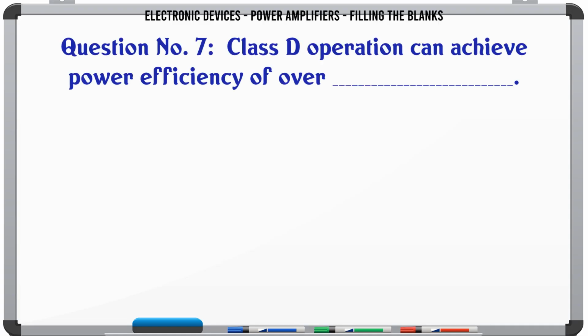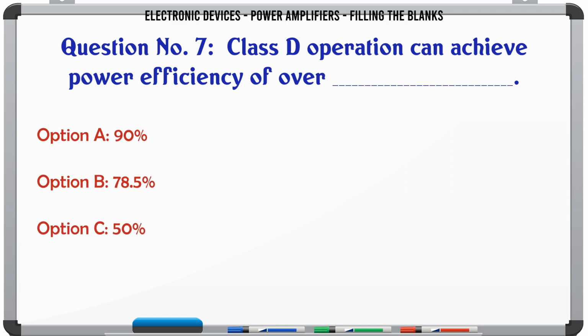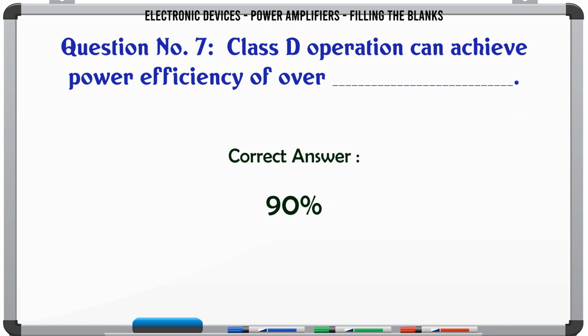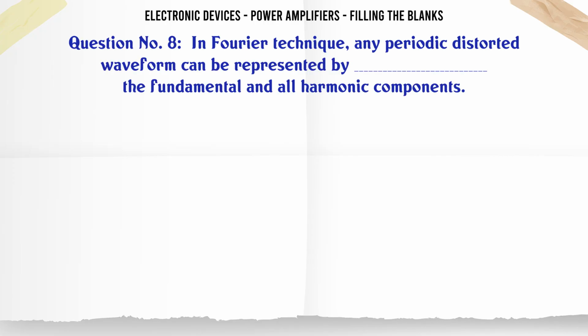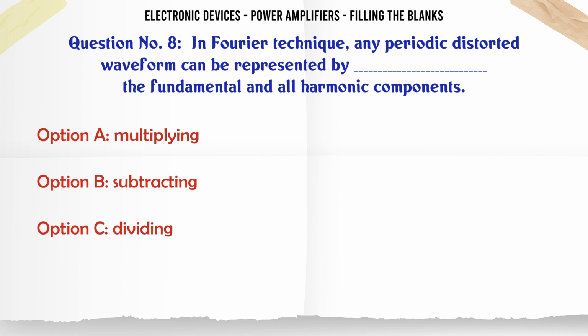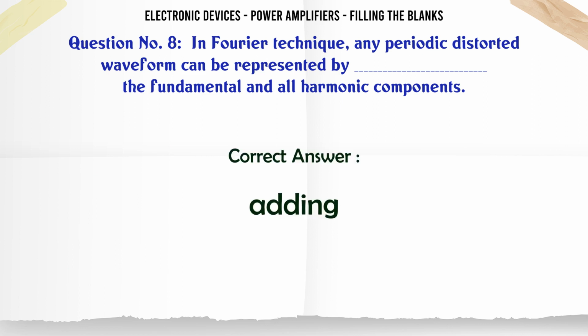Class D operation can achieve power efficiency of over: A: 90%, B: 78.5%, C: 50%, D: 25%. The correct answer is 90%. In Fourier technique, any periodic distorted waveform can be represented by the fundamental and all harmonic components: A: multiplying, B: subtracting, C: dividing, D: adding. The correct answer is adding.